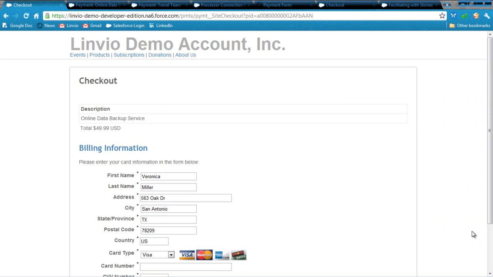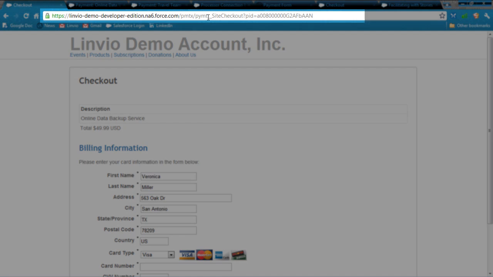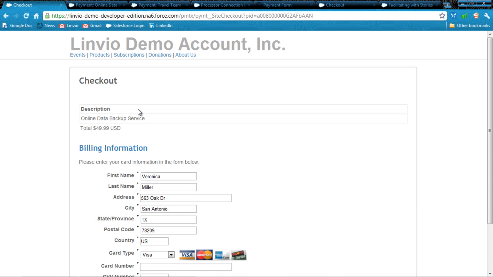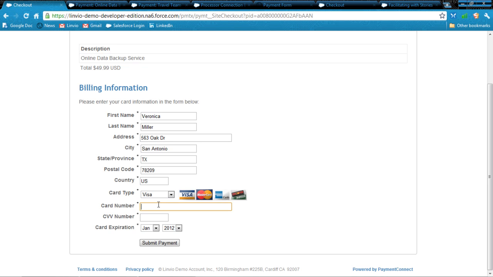The example in front of us is our SiteCheckout page hosted from your Salesforce account. PYMT under SiteCheckout is the name of our terminal, and in this circumstance Veronica Miller is being asked to pay a monthly fee for the online data backup service from her previous demo of $49.99. She's being asked to input her credit card credentials.